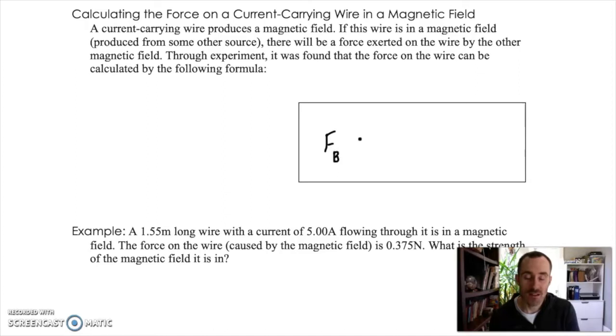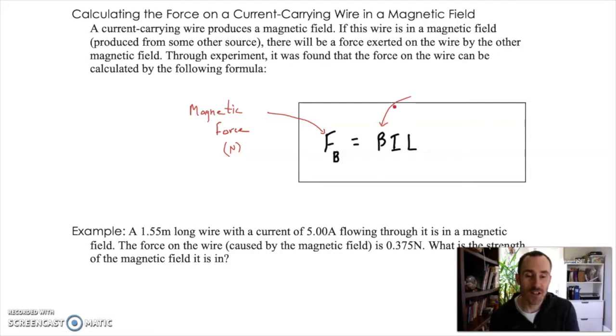F_B is equal to BIL. Now, some of these letters don't seem to make a lot of sense upon first glance, but B is magnetism. That's the letter that's assigned for magnetic fields. So F_B would be magnetic force. And as all forces are, this one is measured in newtons.